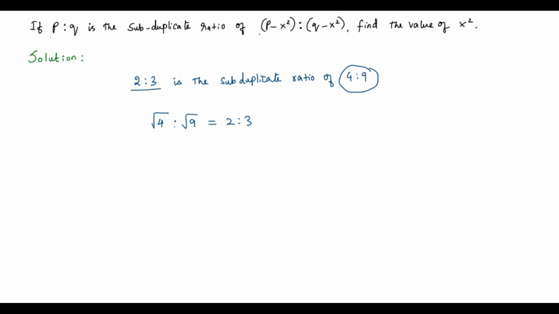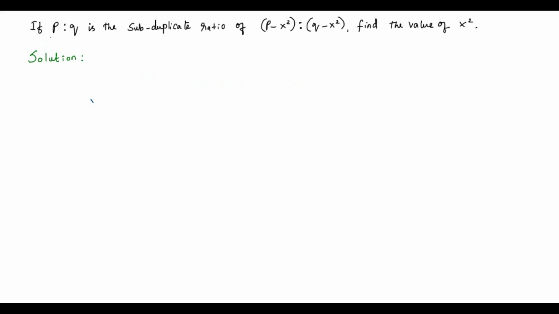So the same strategy we have to apply in our problem, that is, we are trying to find the subduplicate ratio of P minus x square is to Q minus x square. That is, we have to take square root for P minus x square and Q minus x square. The result will be P is to Q. That's it. Okay, now let's apply the same strategy in our problem. Then we get square root of P minus x square is to square root of Q minus x square is equal to P is to Q.